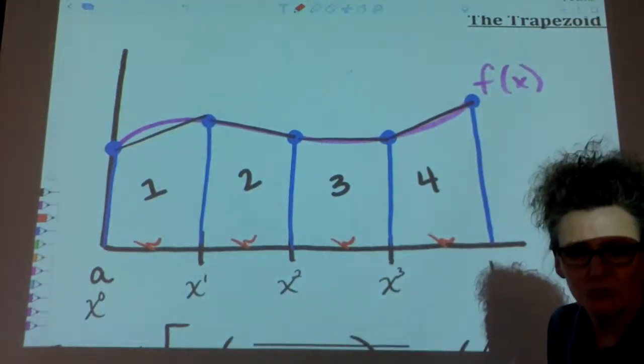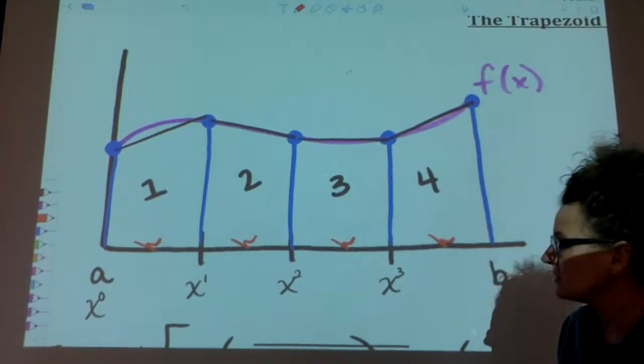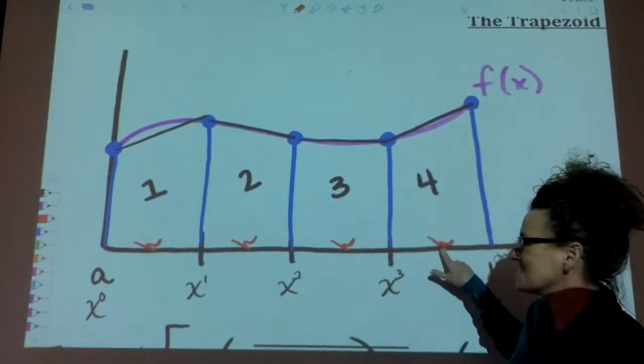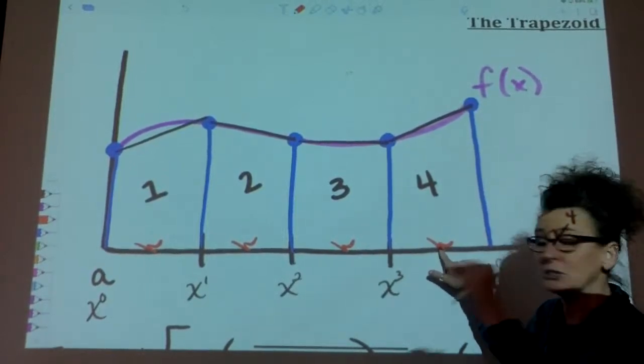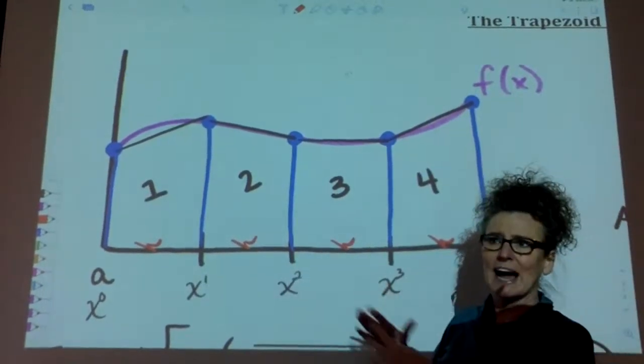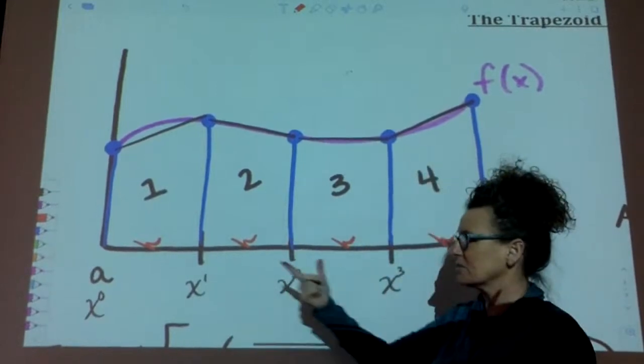Those are H's if you can't tell. I wrote them sideways and they look terrible, but that's an H, that's an H, that's an H, that's an H. This is the height for each trapezoid. Do you agree that the height is the same for each trapezoid all the way across? Of course it is. That's the way I chose to divide it, into 4 equal parts. So the height's the same.